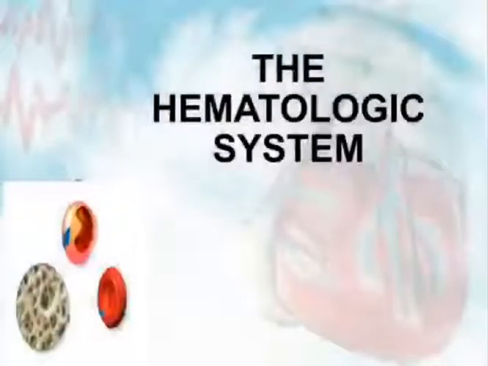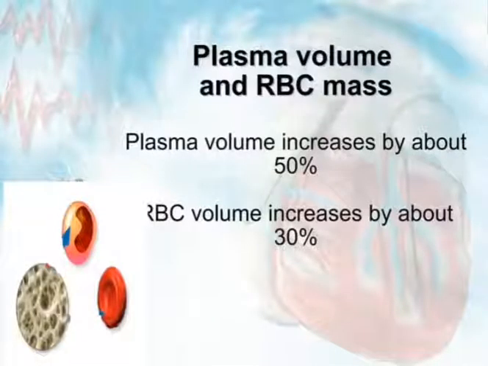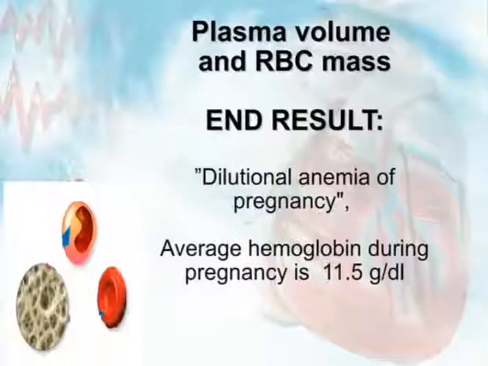The hematologic system. Plasma volume and the RBC mass. The plasma volume increases by about 50%. RBC volume increases by about 30%. In the end result, there will be a dilutional anemia of pregnancy. Average hemoglobin during the pregnancy is 11.5 grams per dL.